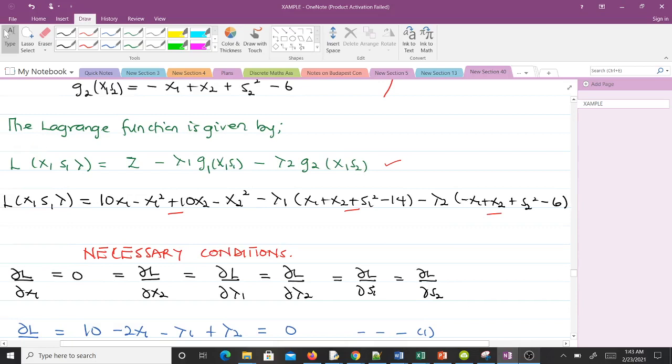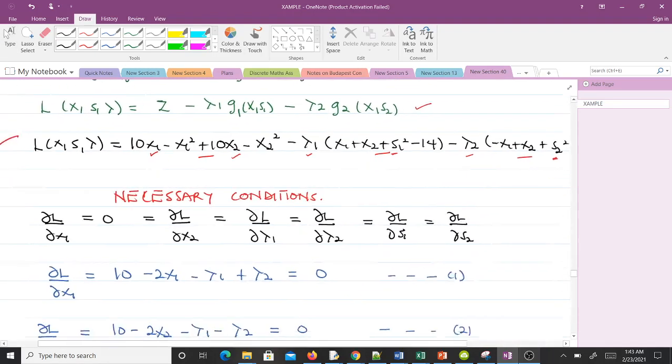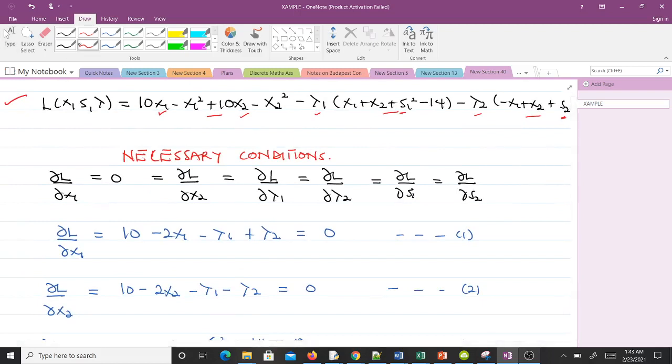So you can see that we have how many variables here? x1, x2, lambda 1, lambda 2, s1, and what? s2. So we are going to differentiate L partially with respect to all these. And the necessary condition is that they should all give us 0. So the partial derivative of L with respect to x1 should be 0. And that should be the same as that with respect to s2. That should also be 0. This should also be 0, 0, 0, and 0. Okay.